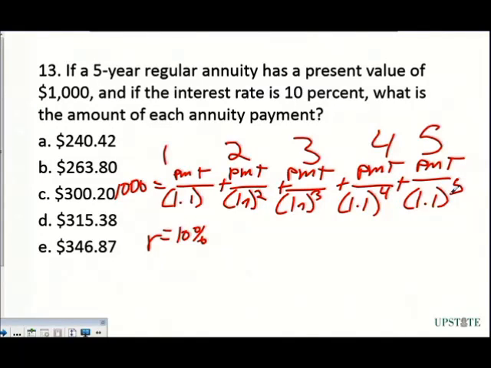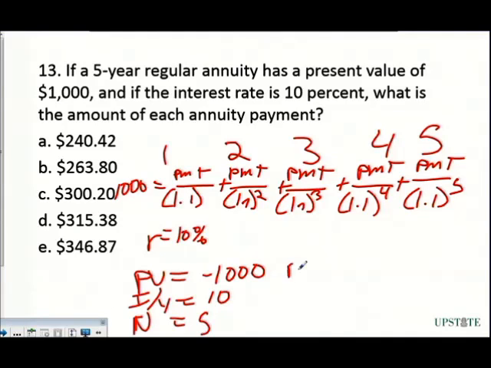We can do this just using our calculator. We hit the payment button, and we enter the $1,000 in as our present value. So I'll write this out here. How we enter our present value is negative 1,000. I/Y is 10. N here is 5. Payment is what we're solving for. And then we have a future value of 0, because we don't have a lump sum at the end.